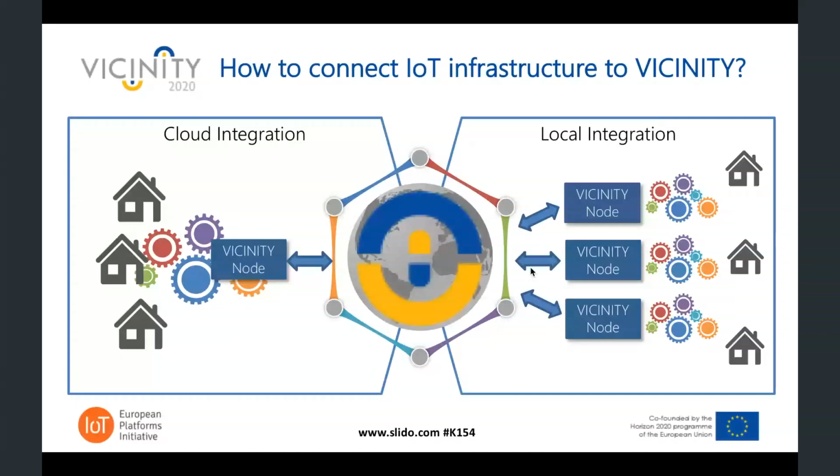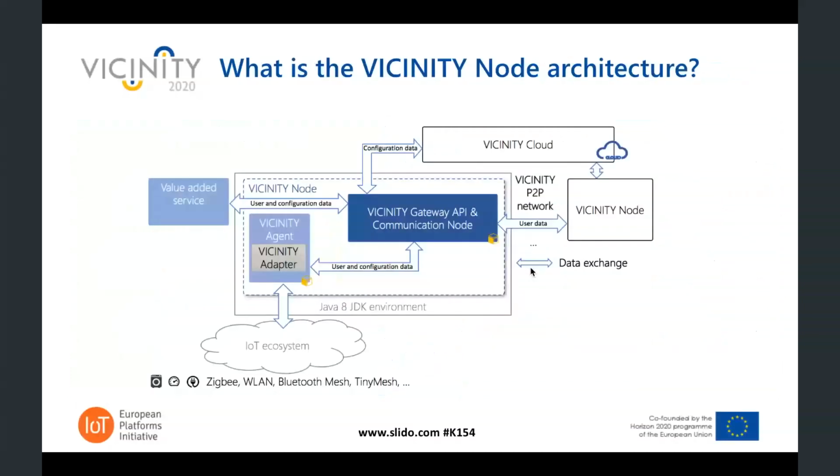In every integration point, we are talking about a vicinity which has certain components. This is a bit more complicated. I will go through that with you. This would be technical. We have the vicinity cloud here on the right at the top where we set up a peer-to-peer network. Then here in the middle we have the peer-to-peer at the edge, the communication network. This dark blue box is provided by the project.